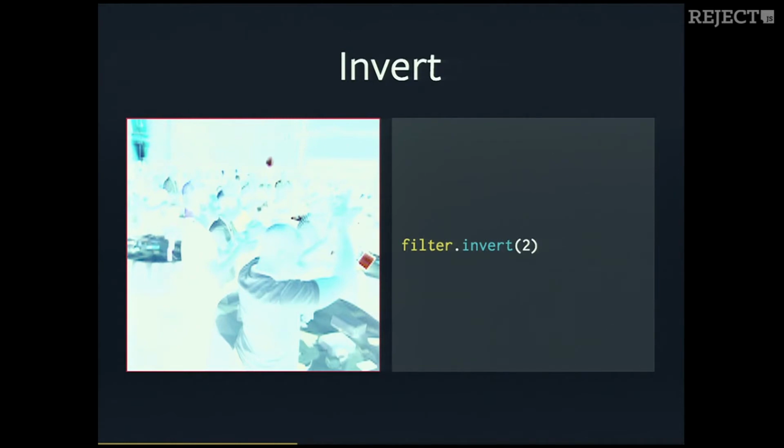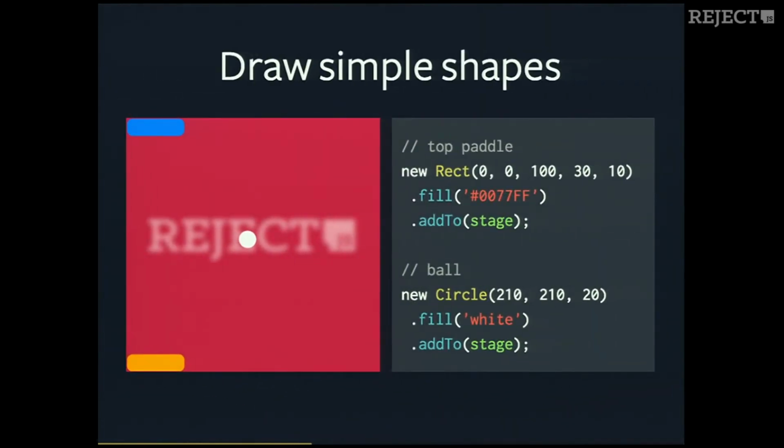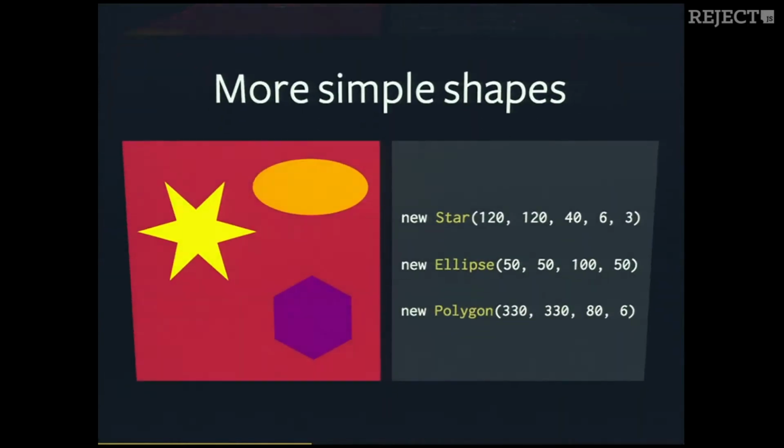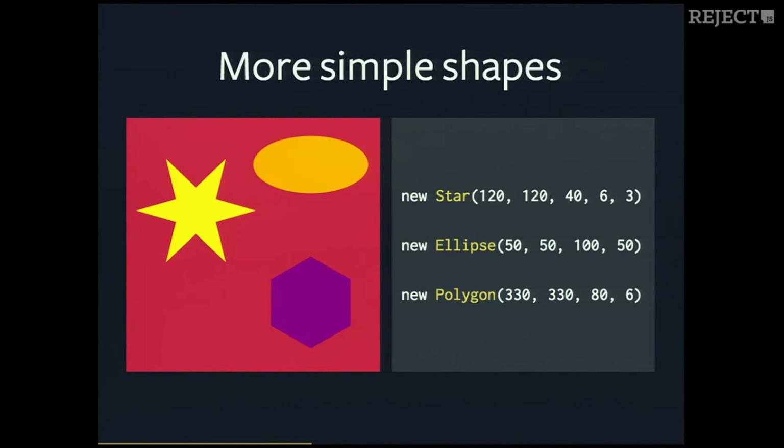Please have a look at the docs at docs.bonsai.js.org. Yeah, you can draw simple shapes. I use the Rect API to draw the petals for Pong, and the Circle API to draw the ball, fill them. There are more shapes. That's actually convenient API, right?